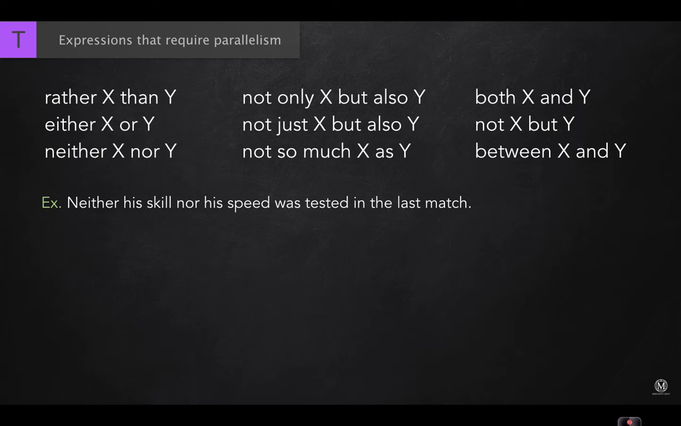So for this example here, let's look at this. Neither his skill nor his speed was tested in the last match. Okay, so in this case, I substitute x with his skill, right? So I have to substitute y with his speed. I can't just put neither his skill nor speed. I must put his before y. And you see here I have this parallelism, his x and his y.